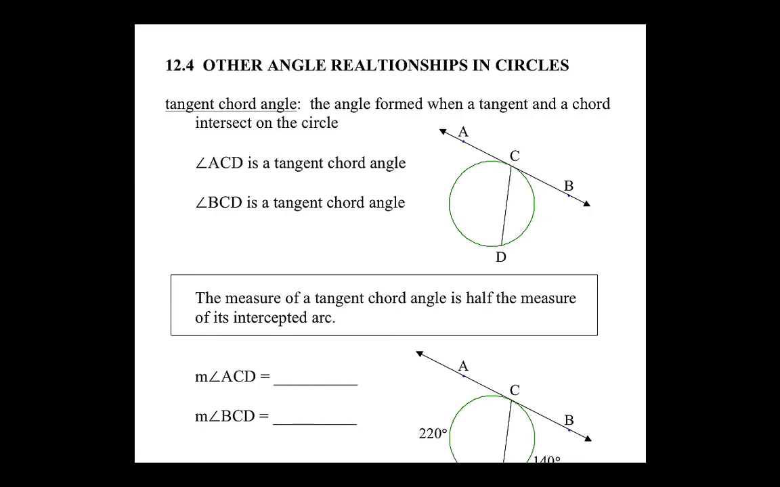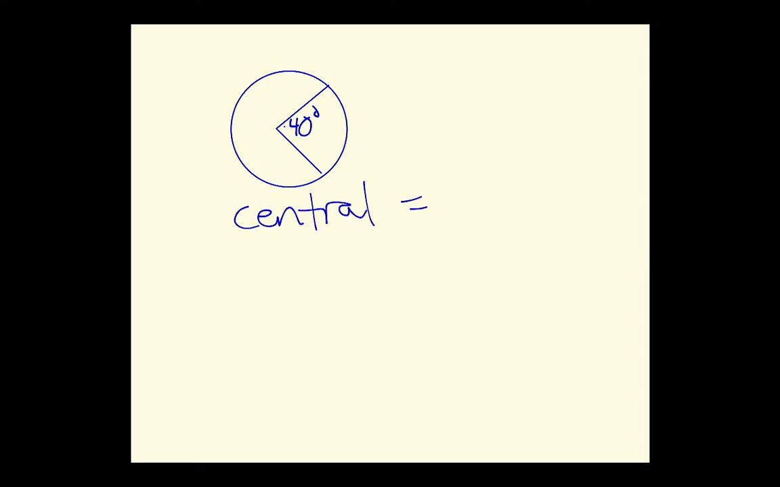So far in our circles unit, we've learned a lot about angles and their relationships inside of circles. So let's do a quick review about what you should know already. When you have a circle, if you draw an angle to the center of that circle, let's say this angle happens to be 40 degrees. We know that this is called a central angle, and a central angle should equal its intercepted arc.